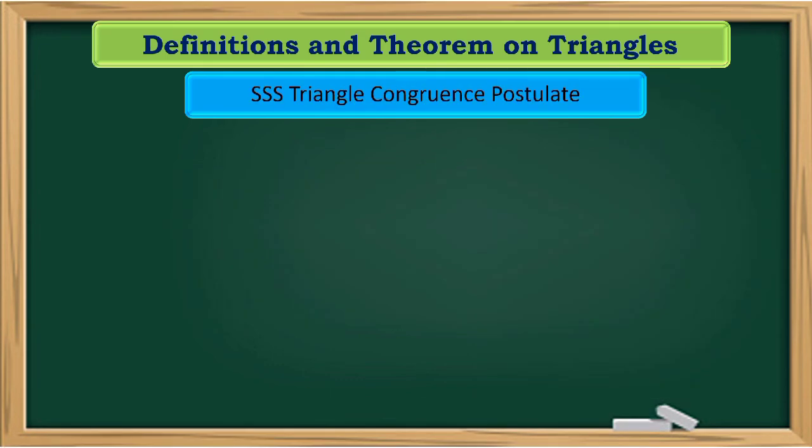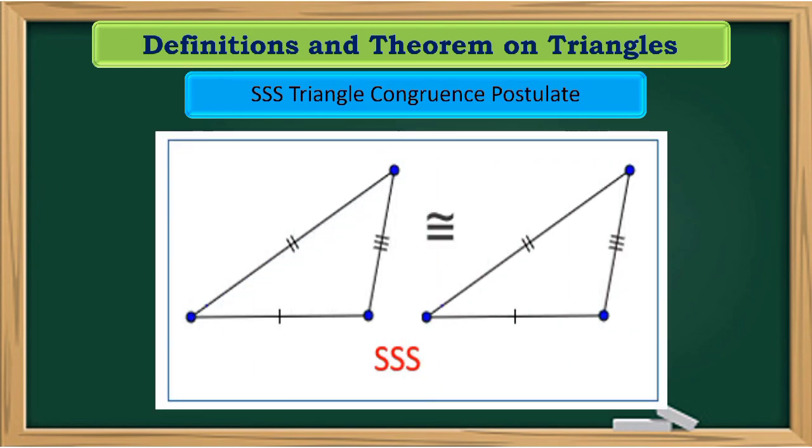Now let's proceed to the triangle congruence postulates. First is the SSS postulate. We have here a figure, and as you can see, we have two triangles. If three sides of one triangle are congruent to the three sides of another triangle, then the two triangles are congruent.